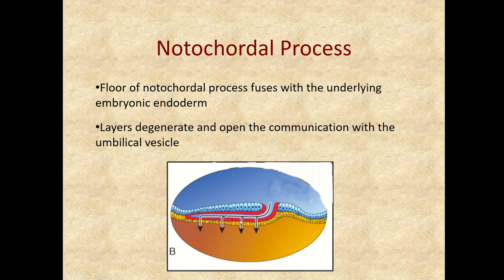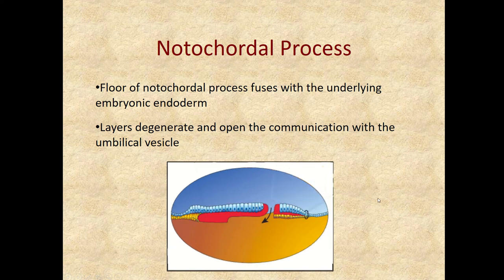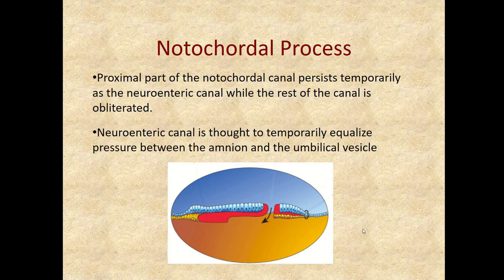parts of this floor are going to degenerate and have open communication between the umbilical vesicle here and the amniotic cavity. And if you think we have growth and a lot of changes in pressure, we might want to have communication. So this actually further expands and the floor will completely degenerate away so that we will end up with complete communication between the two.